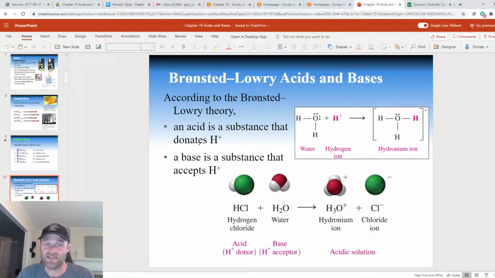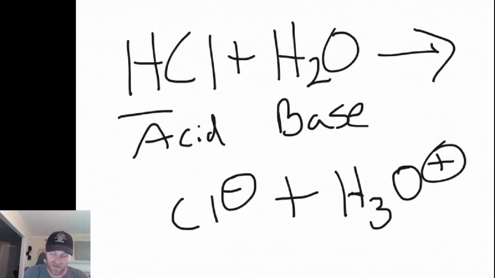an acid is a substance that donates the H. A base is a substance that accepts the H. So here's that equation that I just drew on my iPad. HCl plus water yields H3O plus and chloride ion Cl minus. So the acid is the HCl, because it's giving up that H. The base is the water because it's the one accepting it.